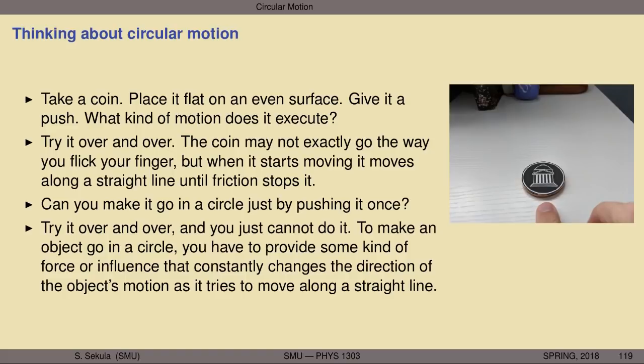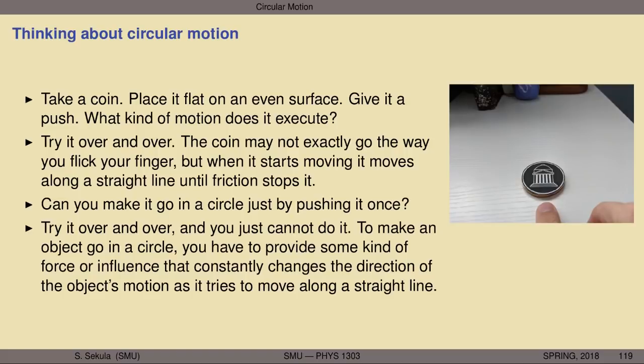These simple experiments reveal something about the character of motion in the world, that objects in motion tend to remain going in the direction they were traveling unless they were acted upon by some other influence that alters that direction or alters the speed of the motion. The coin slows down because of friction, but its direction of motion is entirely determined by the way you flick it with your finger, and then your finger stops making contact and your coin will continue on the path determined by the angle of the flick and so forth, but you just can't make it go in a circle unless you constantly influence the coin in some way. And that's an interesting observation about the natural world.